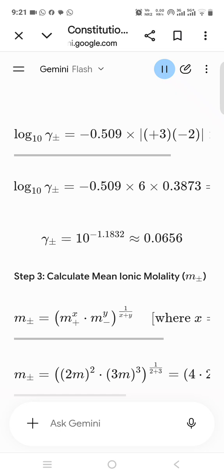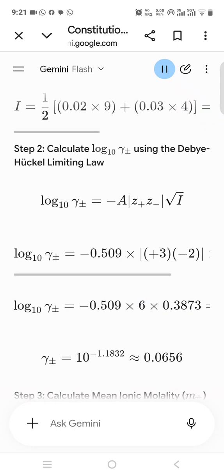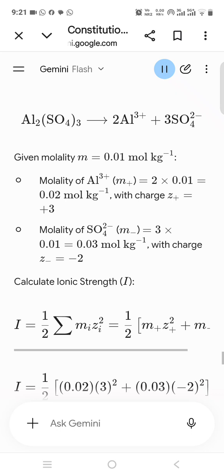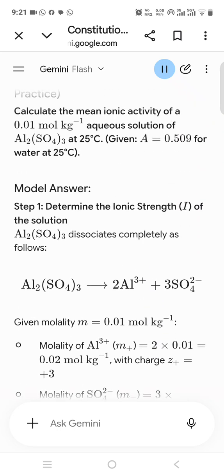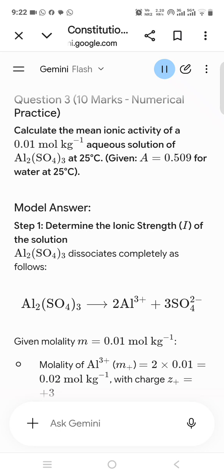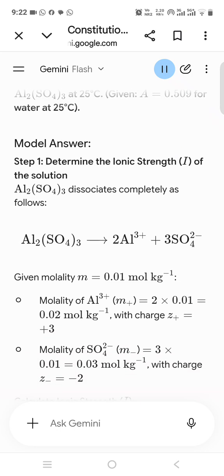Question 3, 10 marks. Numerical practice. Calculate the mean ionic activity of a 0.01 mol kg^-1 aqueous solution of Al_2(SO_4)_3 at 25 degrees Celsius. Given A equals 0.509 for water at 25 degrees Celsius.